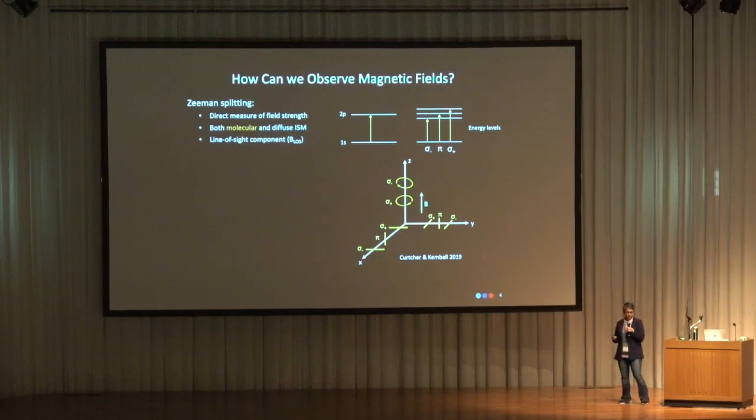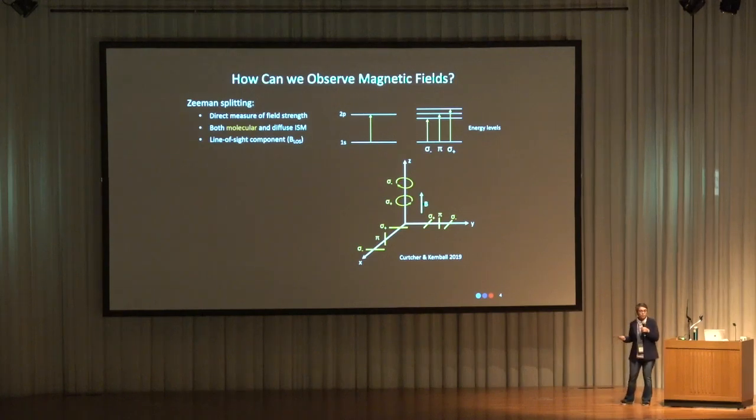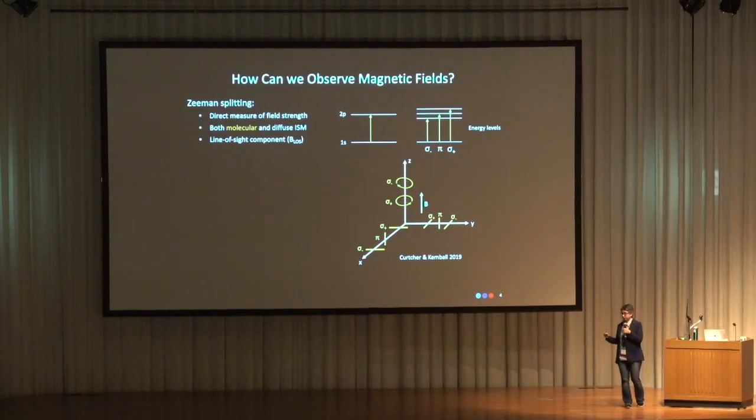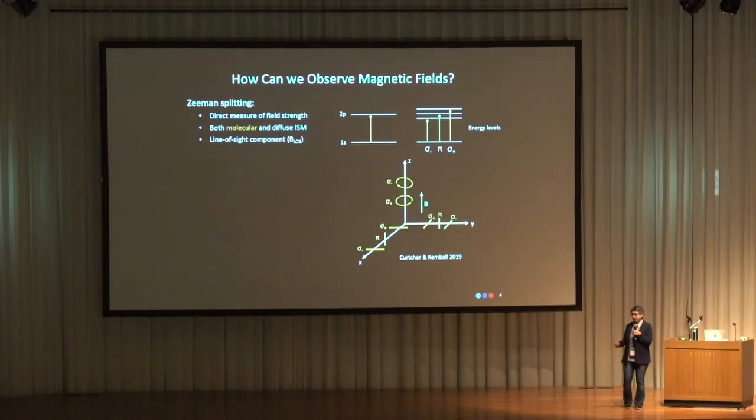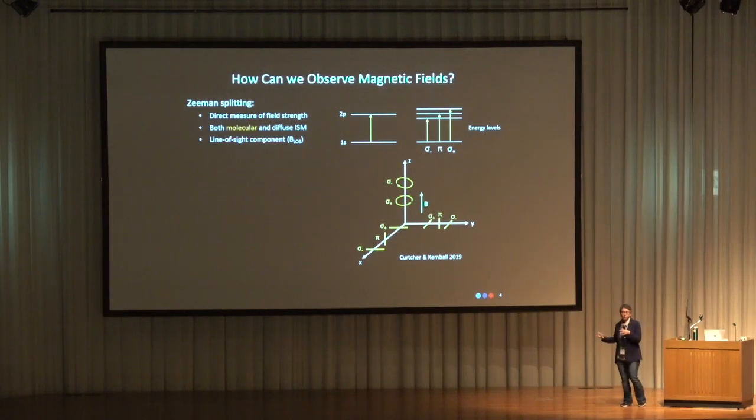Zeeman splitting provides the line-of-sight component of the magnetic field in the interstellar medium, and is the most accurate technique and direct measurement of magnetic fields. It has been used both in molecular and diffuse ISM, or atomic ISM. However, Zeeman measurements require strong magnetic fields and long telescope integration hours, so there are not enough Zeeman measurements per star-forming region available.